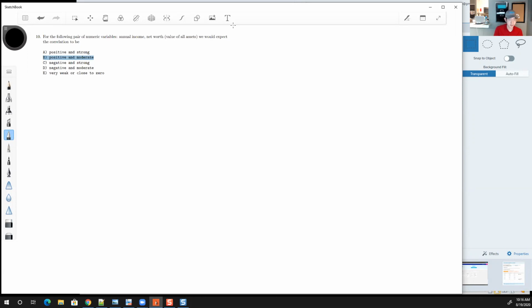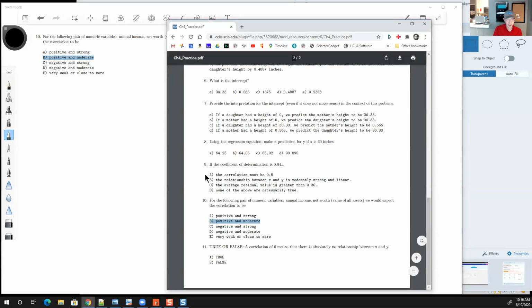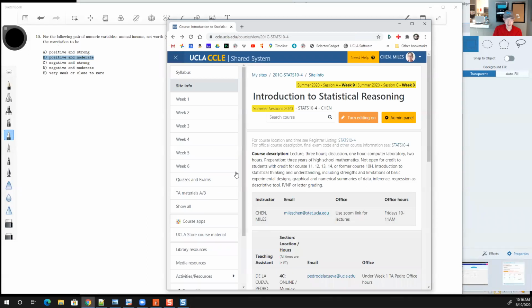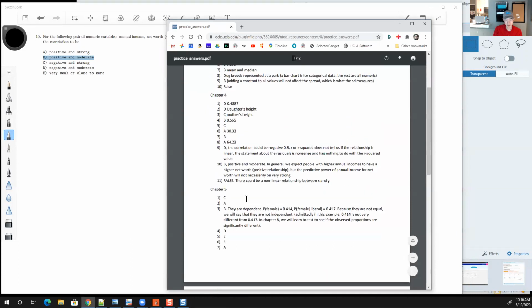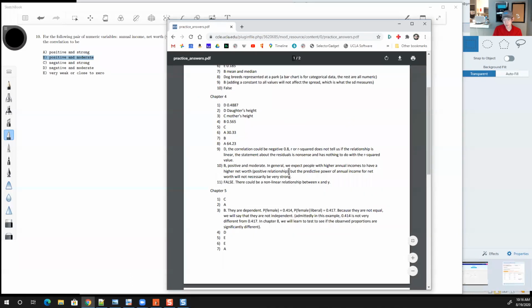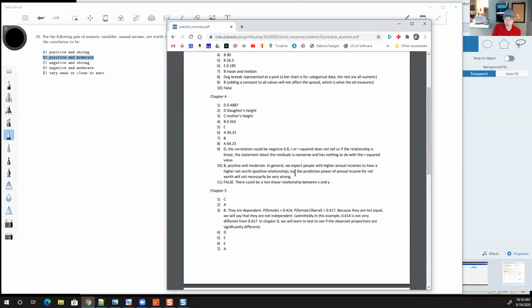I sure hope that the answer I'm picking here is the answer that shows up in the practice answers. Chapter 4, positive and moderate. It's B. Yeah, that's what I would also choose. The answer I wrote is, in general, we expect people with higher annual incomes to have a higher net worth. I think that makes sense, right? But the predictive power of annual income for net worth would not necessarily be very strong.